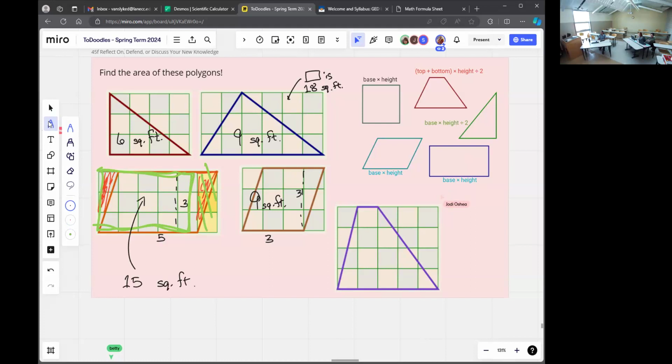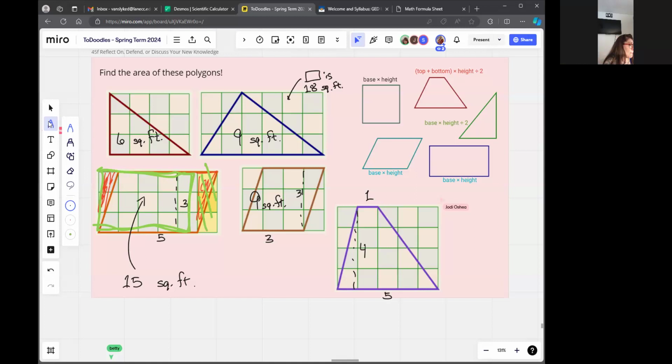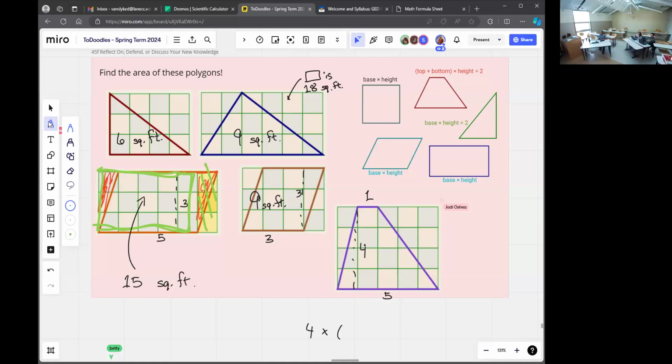And then the last and most complicated, so what's the height of this trapezoid? 1, 2, 3, 4. The top is 1, the bottom is 5. So we're gonna go 4 times 1 plus 5. And then we're all done, divide it by 2. So 4 times 6 is 24. 24 divided by 2 brings me down to 12 square feet.